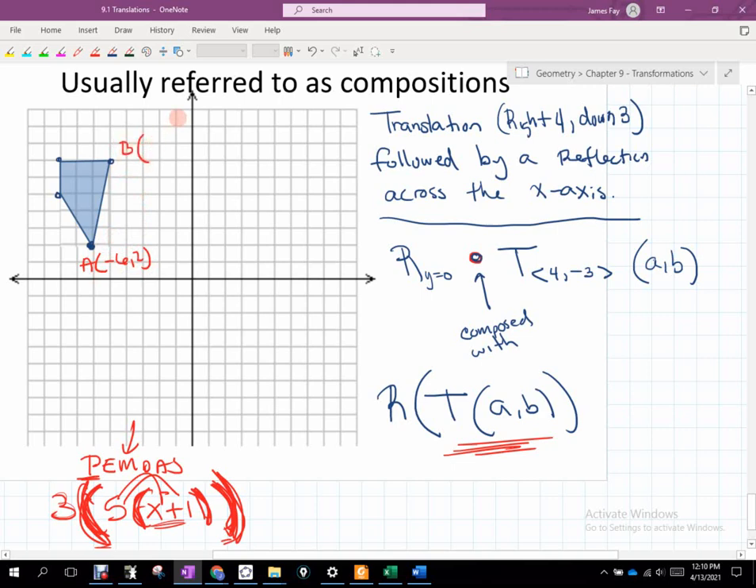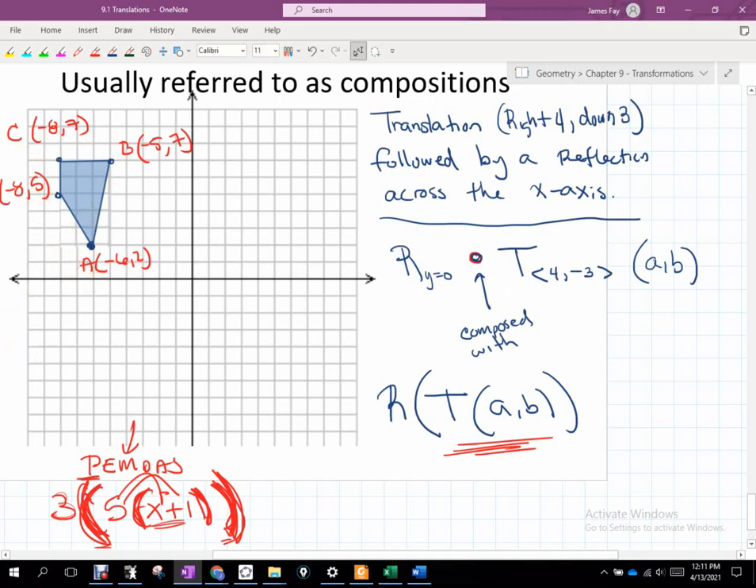B is going to be 1, 2, should be -5, 7. This point here is -8, 7. I'll call that C. And this point here is -8, 5. Okay, so I've got the ordered pairs for A, B, and C on this picture, right?